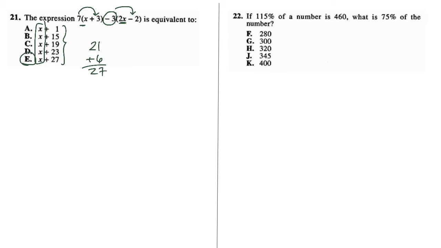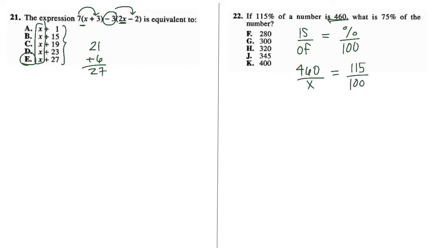The next one, number 22, if 115% of a number is 460, what is 75% of the number? Now, doing this, I always use the formula is over of equals percent over 100. Now, there's several different ways to do this, and if you have your own way, wonderful. But here I just go and straight plug in. We see is 460. Of, we don't know what that is, of a number, so that's x. And my percent was 115 over 100.